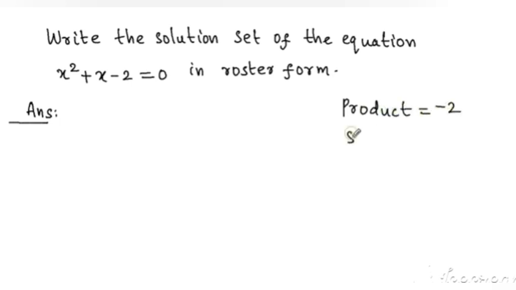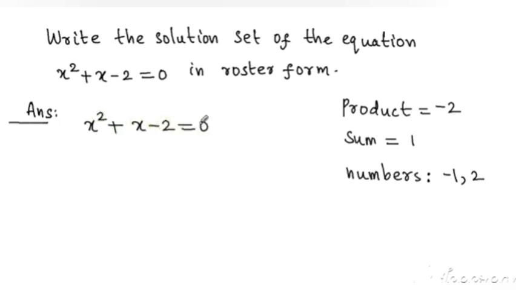So here you can see the product is negative 2 and sum is positive 1. So you have to identify the numbers with these two conditions. It is easy to find out those numbers. In this case, product is negative 2 and sum is 1. So you can take 2 and 1. Since the product is negative, you can take negative 1 and 2. Sum is positive, so the largest number should be 2.